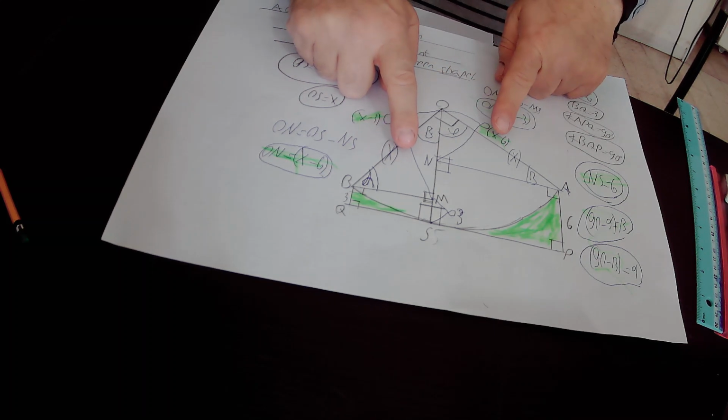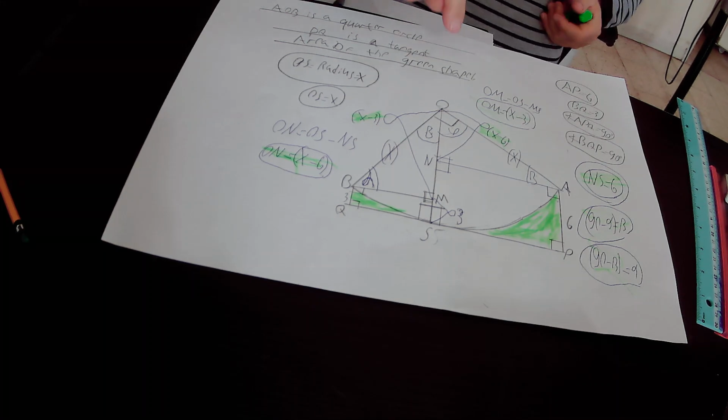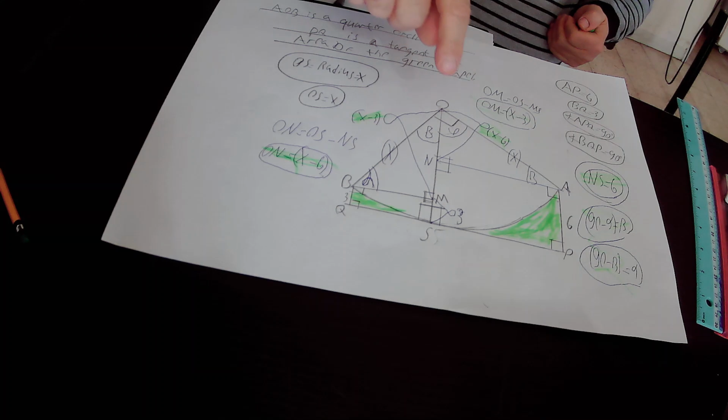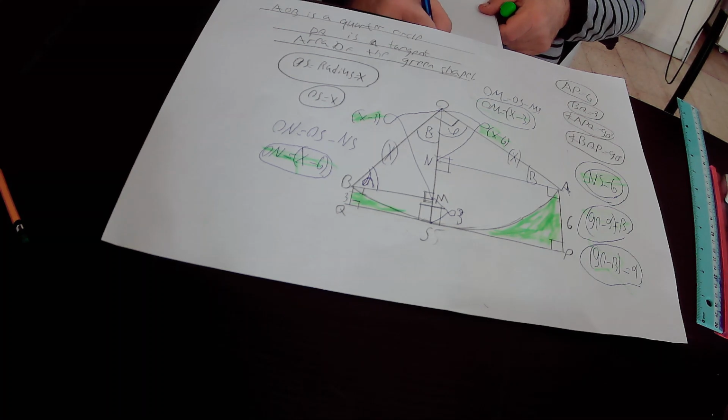Therefore, those two right triangles can go into each other according to the angle side angle rule. And from the fact that those two right triangles can go into each other, we will derive that side ON in the right triangle ONA equals side MB in the right triangle OBM. So I'll write it down. We derive that side ON in the right triangle ONA equals side MB in the right triangle OBM.